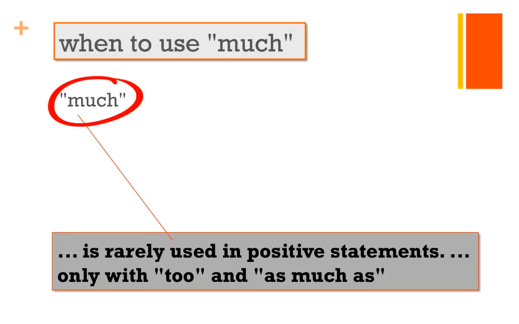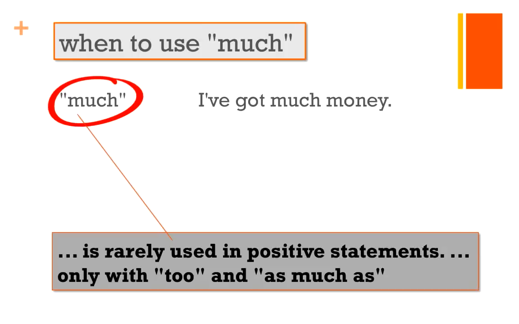Much is rarely used in positive statements. Remember that the examples we had before, the first one was a question and the second one was a negative statement, because much is rarely used in positive statements, and if it is, it's used with too or as much as. I've got much money. Grammatically speaking is a correct sentence, but it sounds funny.